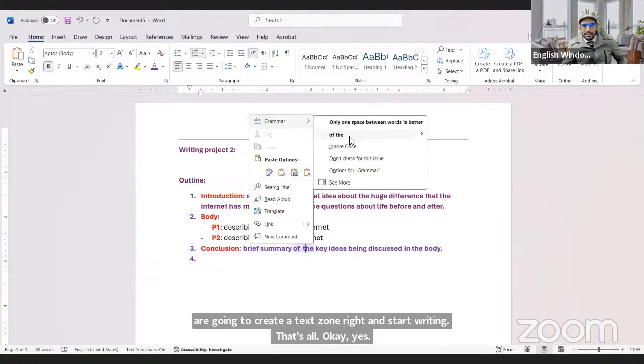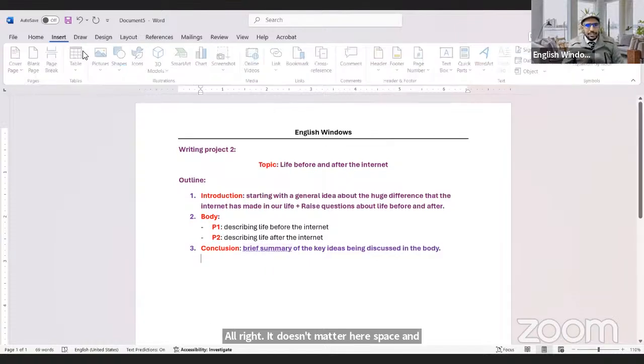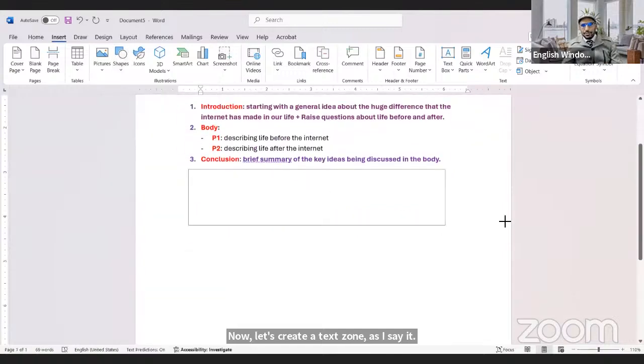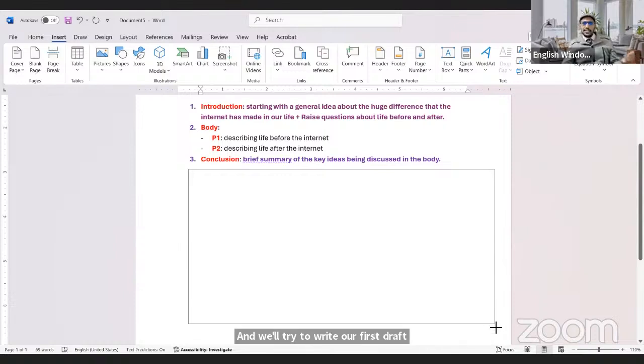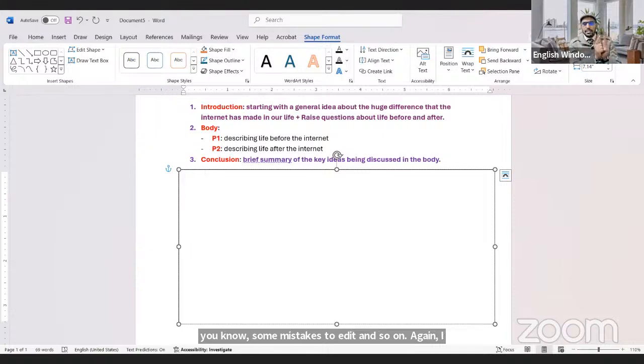All right, it doesn't matter here, space. And now let's create a text zone, as I said, and we'll try to write our first draft. And then we're going to read in case there are, again, some mistakes to edit and so on. Again, I click on the top right button on the keyboard in order to keep that space, which we call the indent or the indentation.